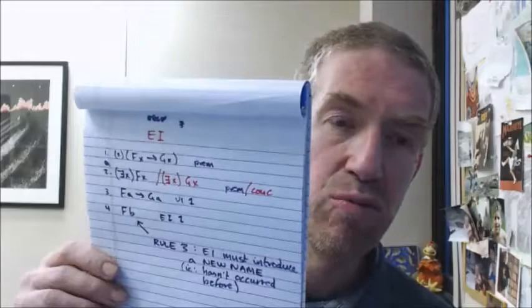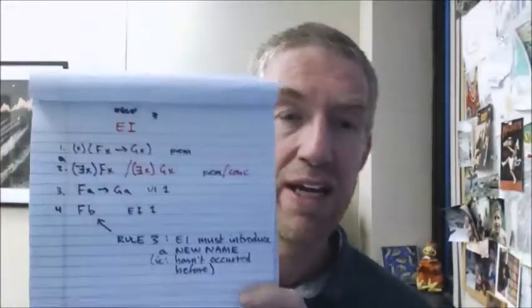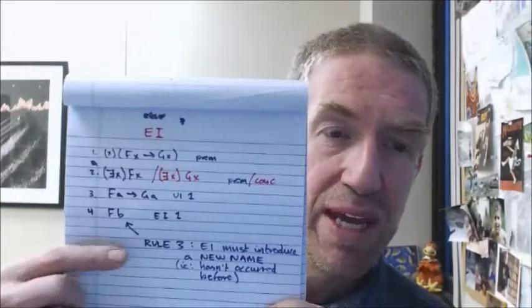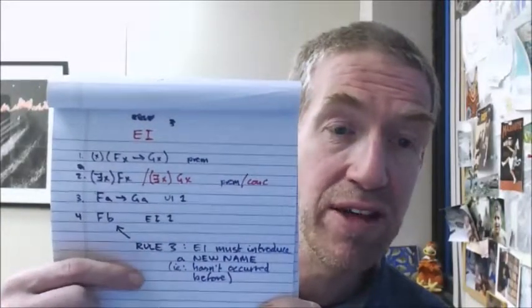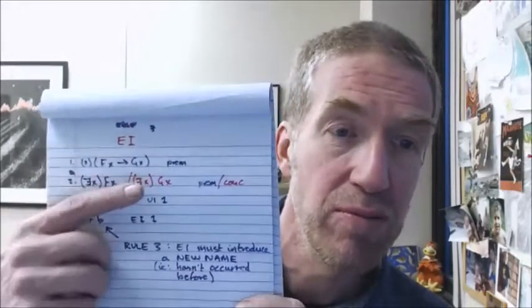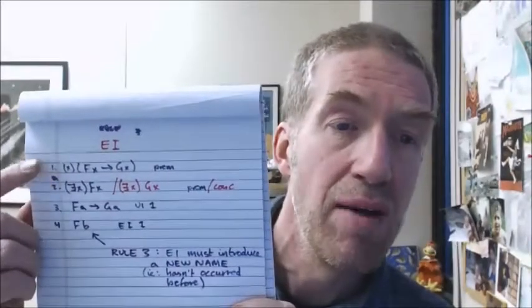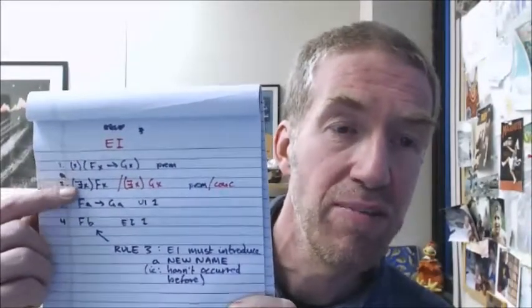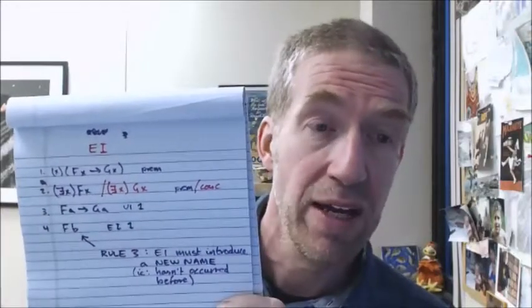The first two rules are the rules of instantiation that I've already given you. Rule 3 is: existential instantiation must introduce a new name that hasn't occurred before. So notice what happens if I try to prove this argument, which is another variant of the ones I've been using. All frogs are green, something is a frog, therefore something is green. That is a valid argument.